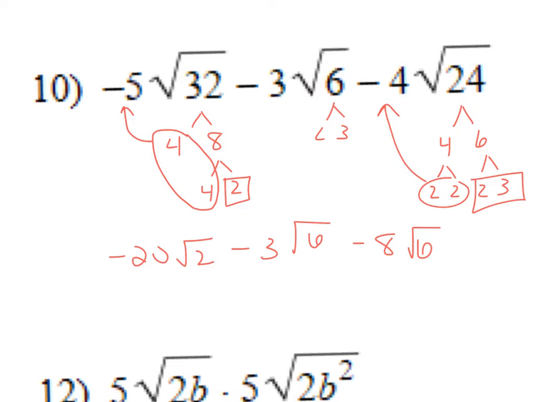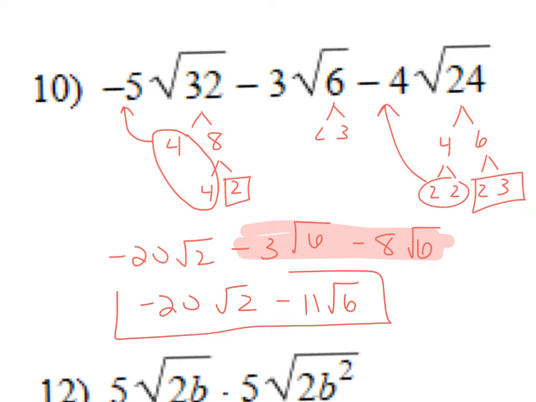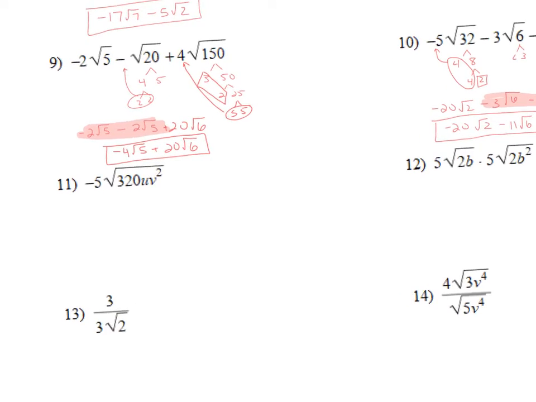Okay, so now again, just combine like square roots. So I'm going to put these two guys together. So negative 3 and negative 8 will be a negative 11 root 6. And then this negative 20 root 2 didn't have anybody to combine with, so he's still just hanging out front. Again, order's not important here, just as long as you got all the parts. Okay? All right, number 11.